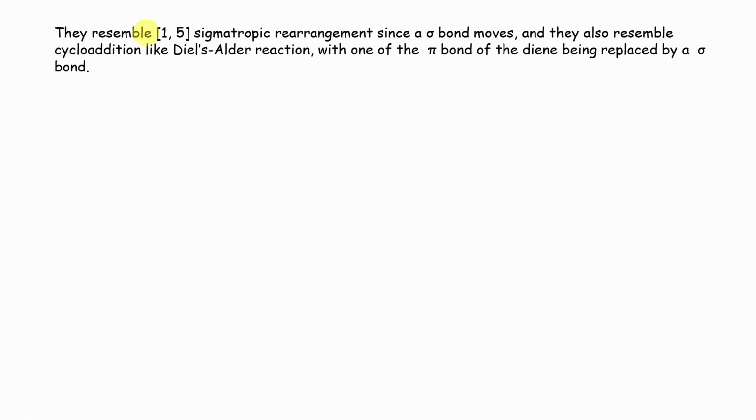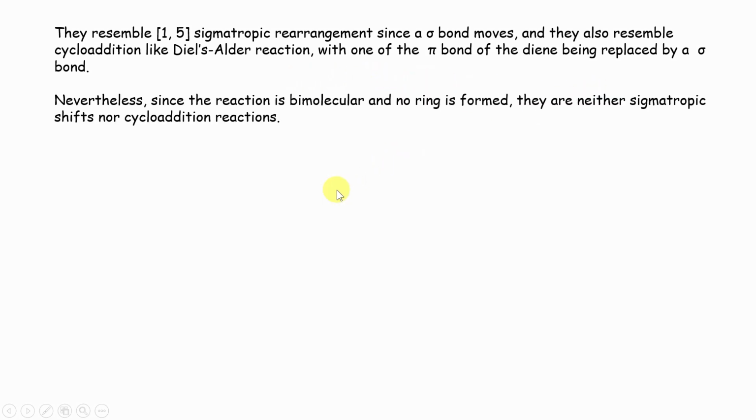Okay, they resemble the 1,5 sigmatropic rearrangement since a sigma bond moves, and they also resemble cycloadditions like the Diels-Alder reaction, as we have discussed, with one of the pi bonds of the diene being replaced by a sigma bond. Nonetheless, since the reaction is bimolecular and no ring is formed, they are neither a sigmatropic shift nor a cycloaddition reaction.